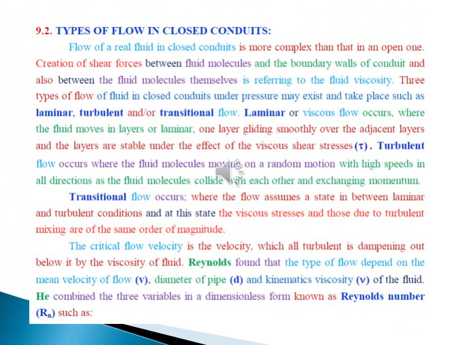Types of flow in closed conduit. Normally, there are three types of flow of fluid in closed conduit under pressure that may exist and take place, such as laminar, turbulent, and or transitional. The laminar flow occurs where the fluid moves in layers or laminae, while turbulent flow occurs where the fluid molecules are moving in random motion with high speed in all directions, while transitional flow occurs where the flow assumes a state in between laminar and turbulent condition.